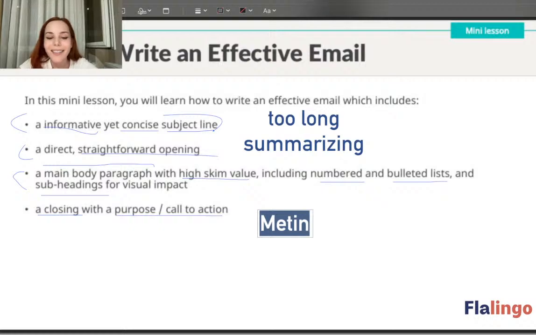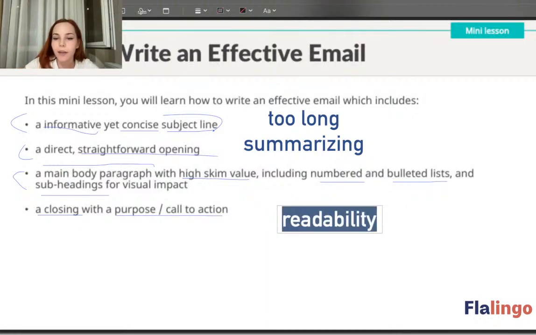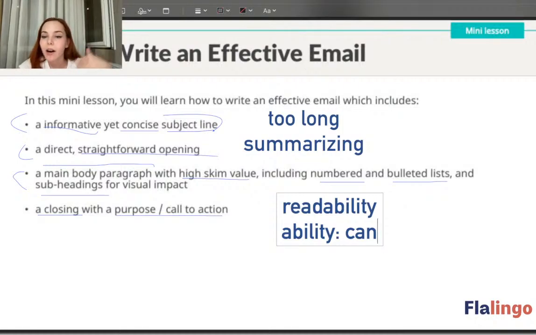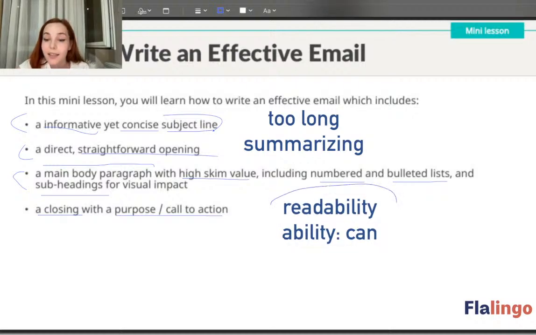So high skim value means readability of your email. We know the word read, and we're creating a new word with the ability. Ability means being able to do something. So it's similar to can. If I can read this email clearly and easily, it means it has high skim value and readability is high. Yeah, so how can we achieve high skim value?